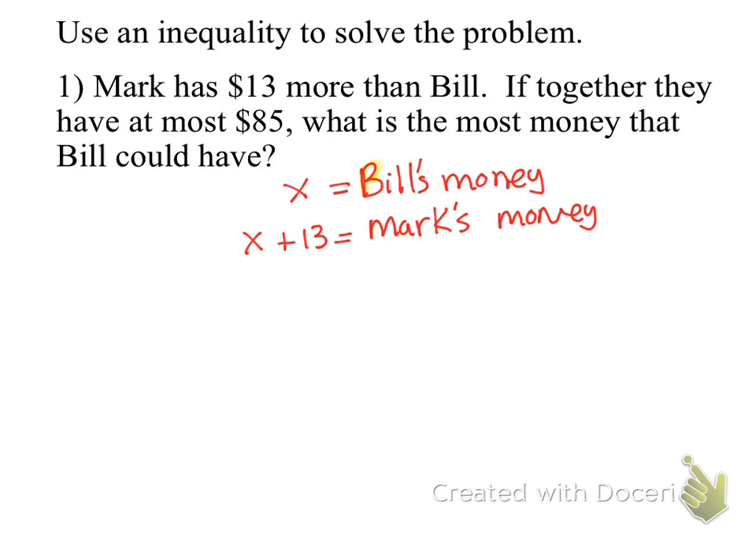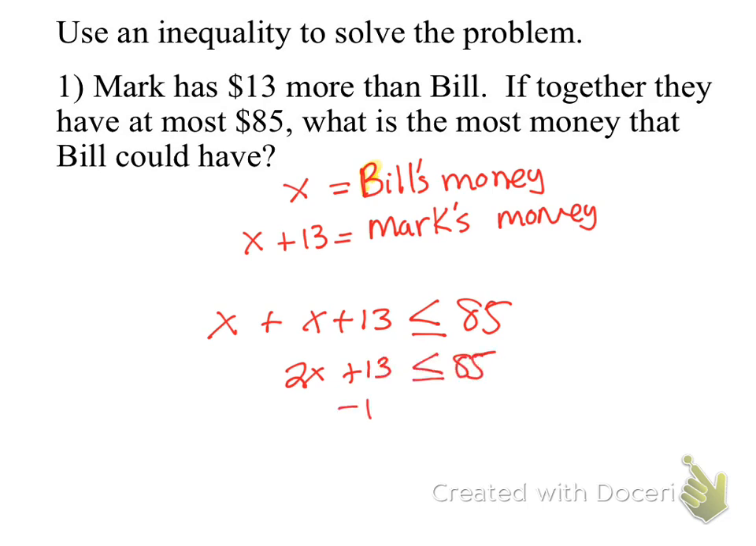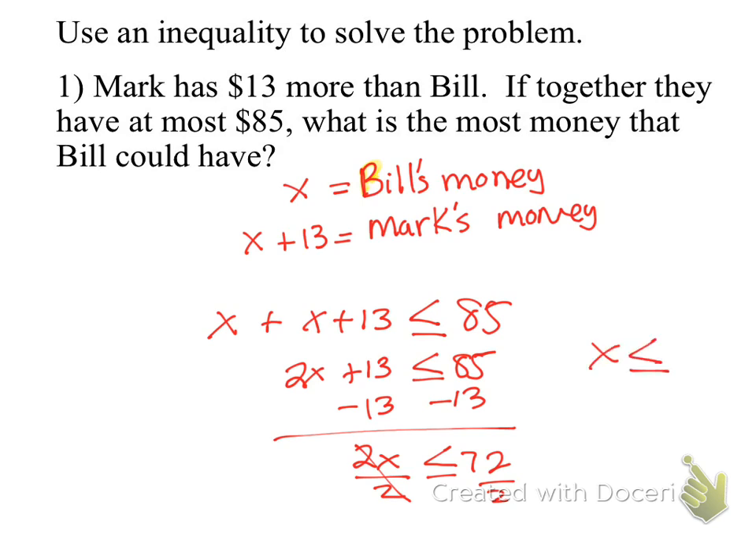Somebody I haven't heard from, please. What do you think? Together, they have at most $85. I need to hear from somebody I haven't heard from. Dora Lisa. X plus 13 equals 85. Is it equals at most? At most. Andrew? Less than or equal to 85. So we add our x's together, and then I subtract 13. 2x is less than or equal to 72, divided by 2. And what do we get? X is less than or equal to what?